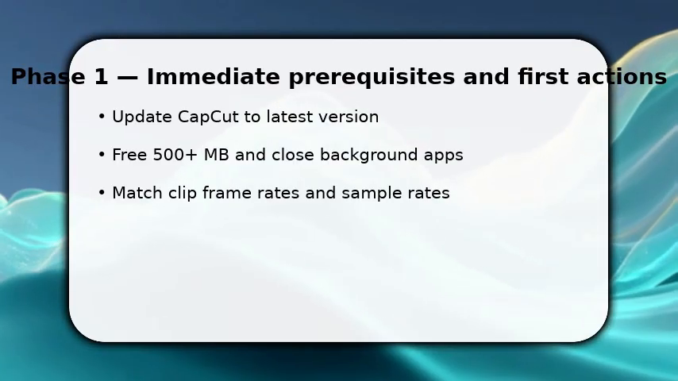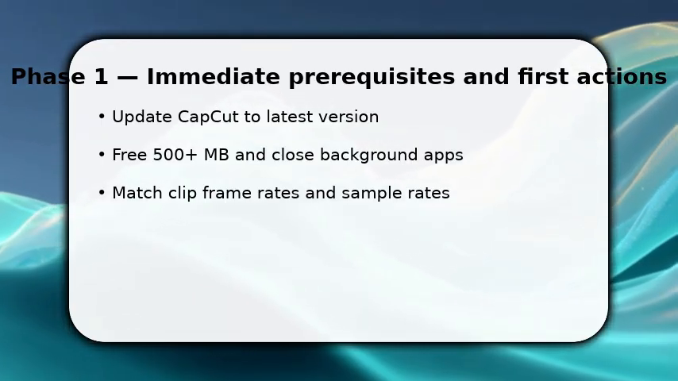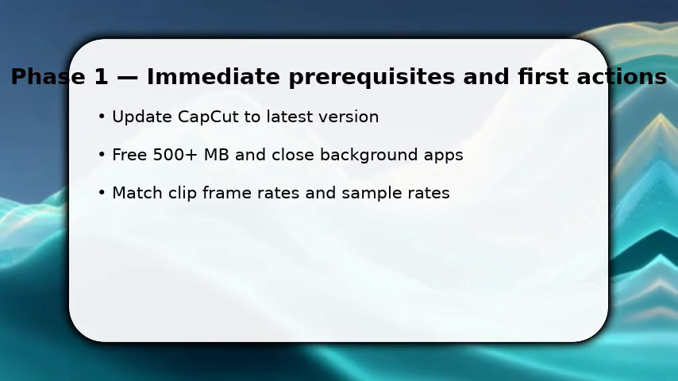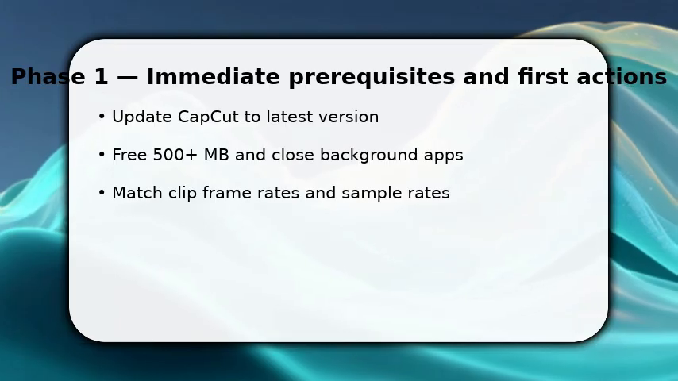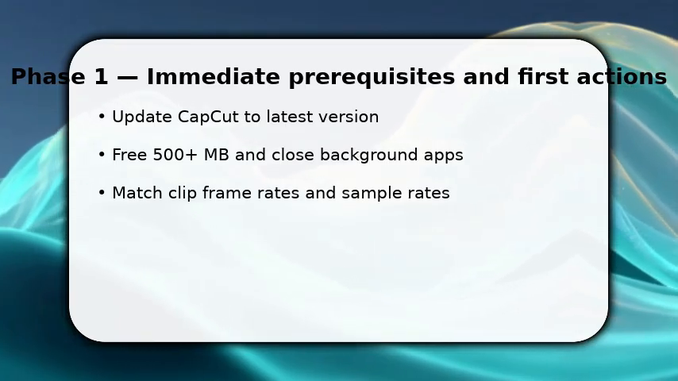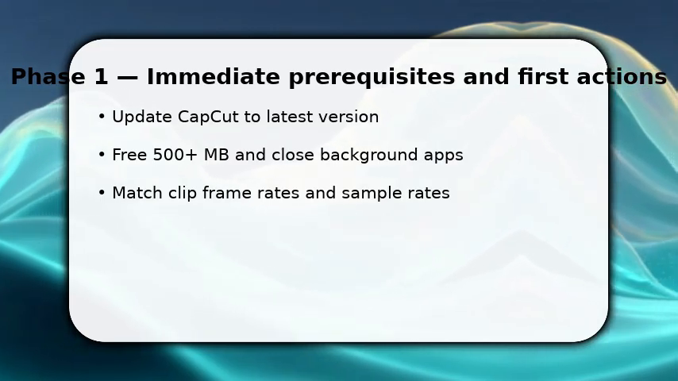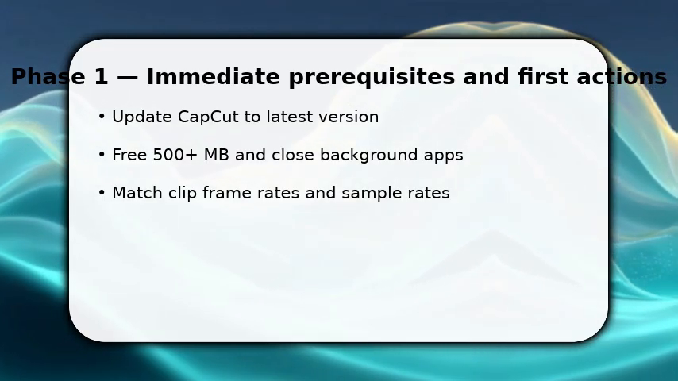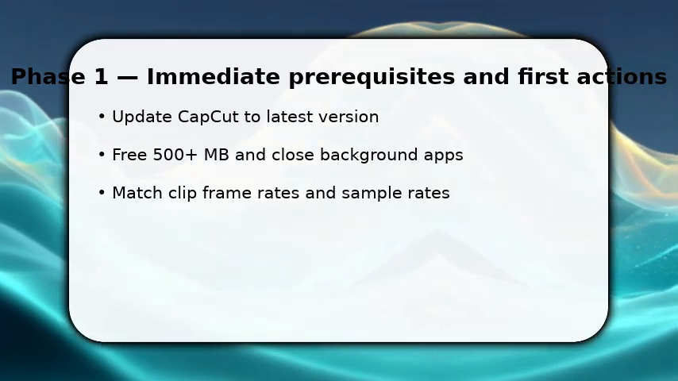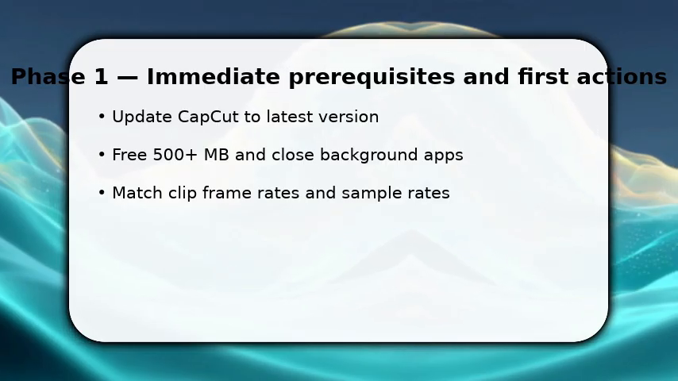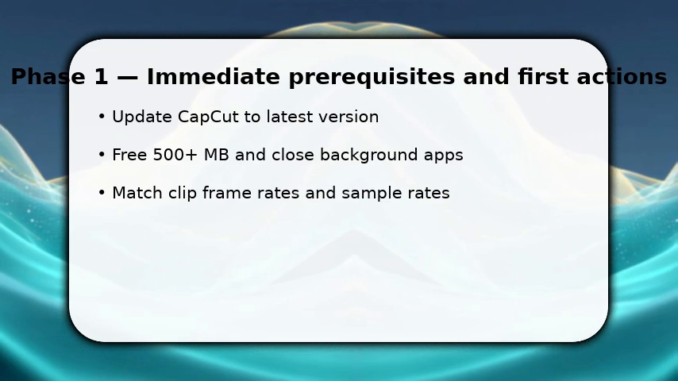You start by preparing: update CapCut, then reboot your device so the cache is clear and processes stop. Once done, free at least 500 MB of storage and close background apps to give CapCut resources. Make sure your source clips share the same frame rate and audio sample rate. Mismatches cause drift. Import a short test clip and enable high-performance mode if available. This first set of actions removes common system causes and gets you into the app ready to diagnose audio lag.